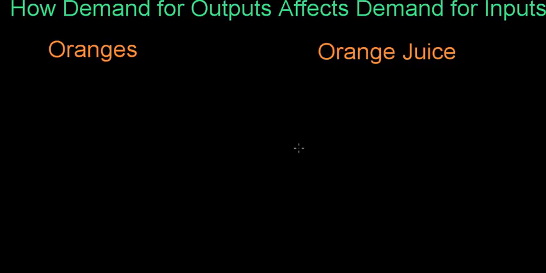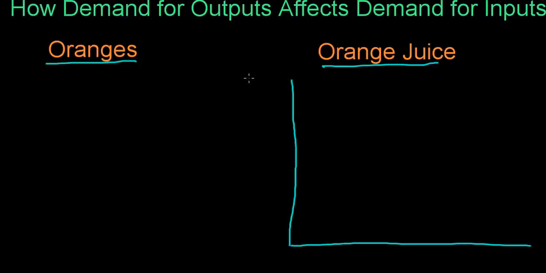So, super long title, but very, very simple concept. We just want to look at how the demand for outputs affects the demand for inputs. Let's say that we're looking at the market for orange juice and then the market for oranges. So we're just going to have a plain and simple vanilla supply and demand diagram.